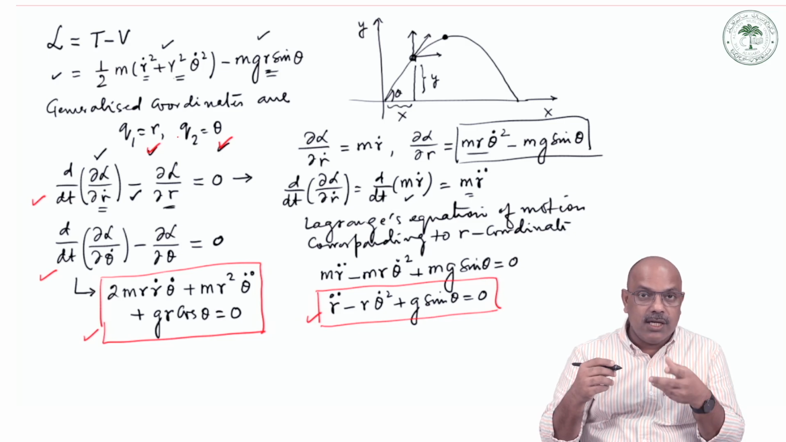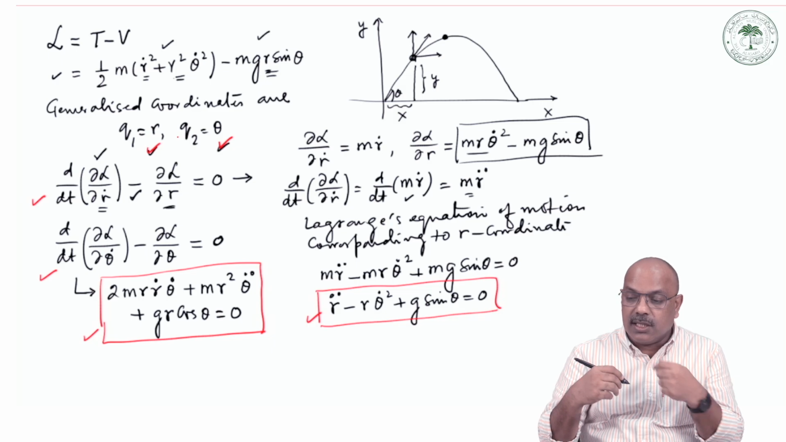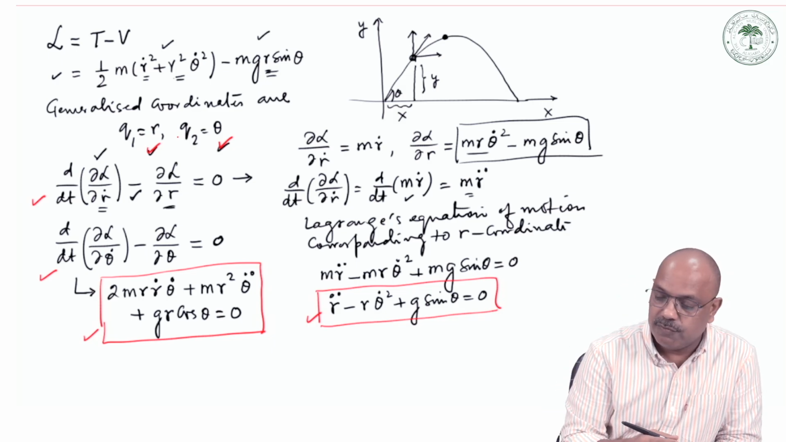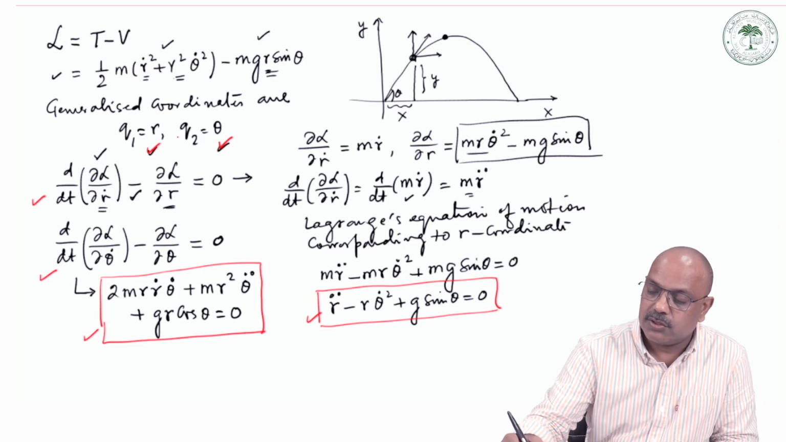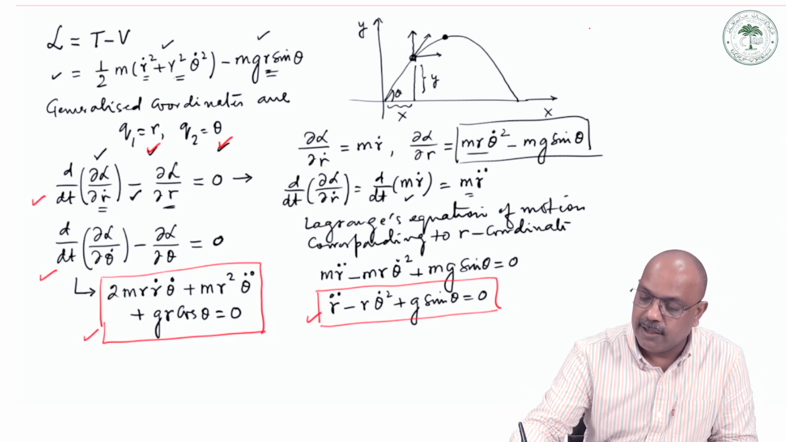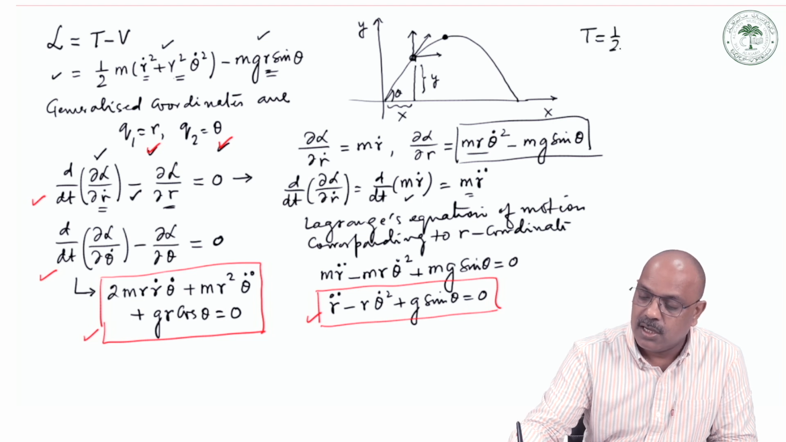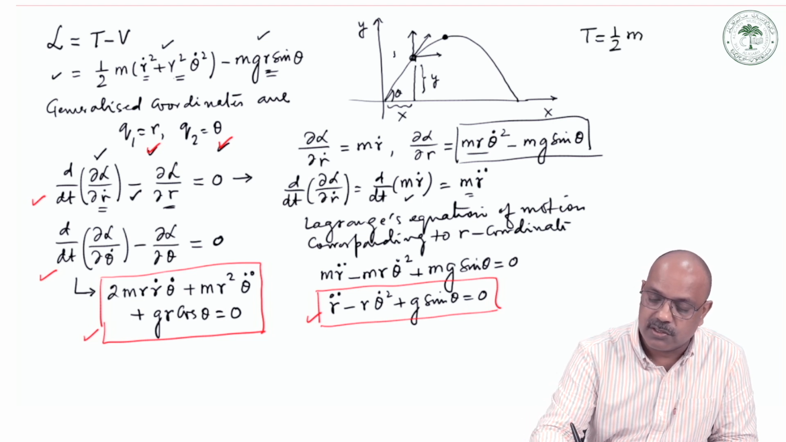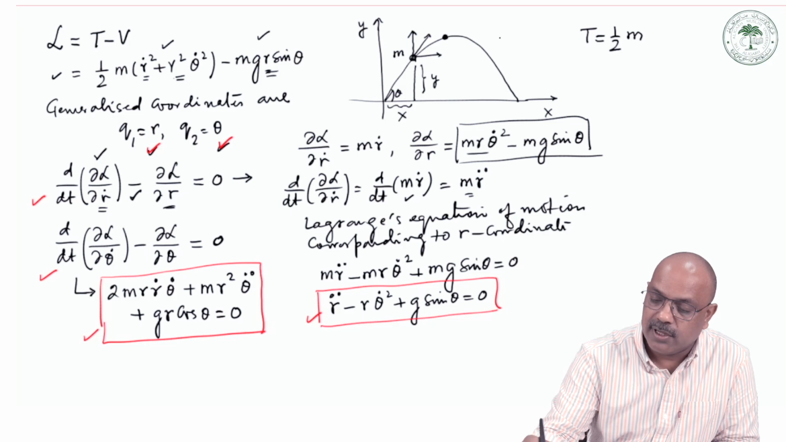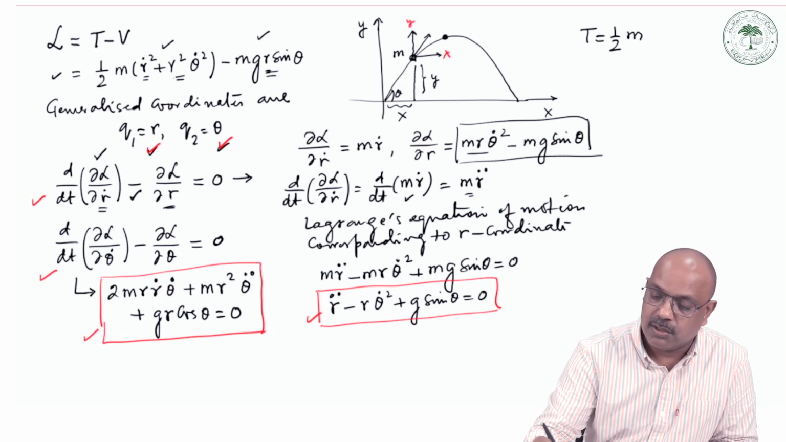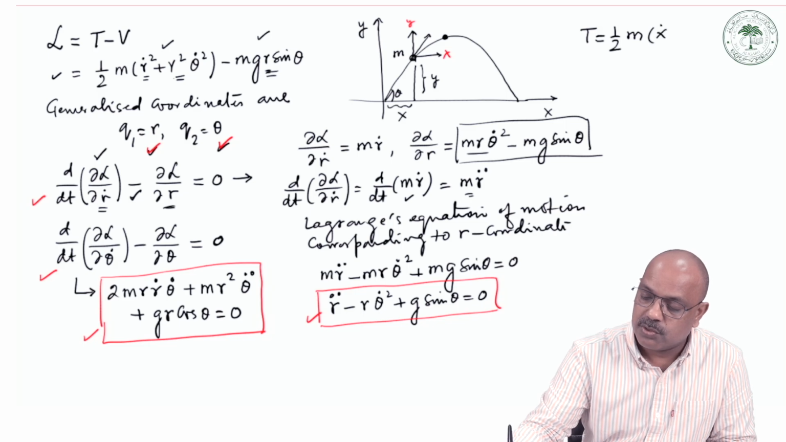If you calculate it in Cartesian coordinates and then compare them, you will see one interesting thing. In the Cartesian coordinate system, the kinetic energy T will be half m, because this is the mass of the particle, times x dot square plus y dot square, with x and y as the coordinates.